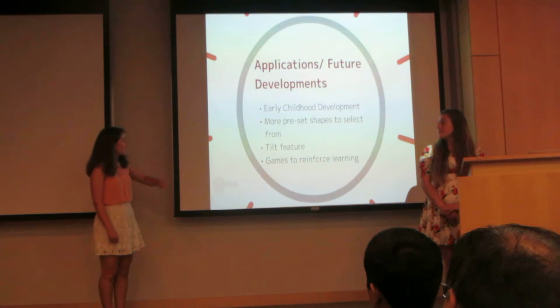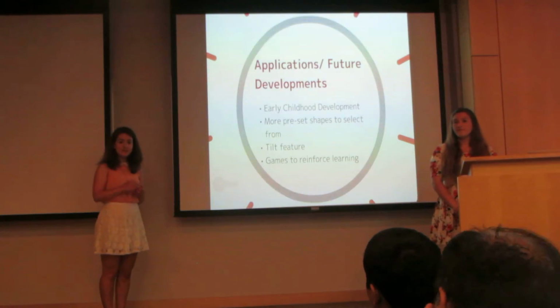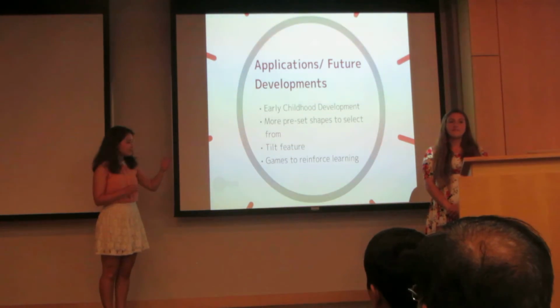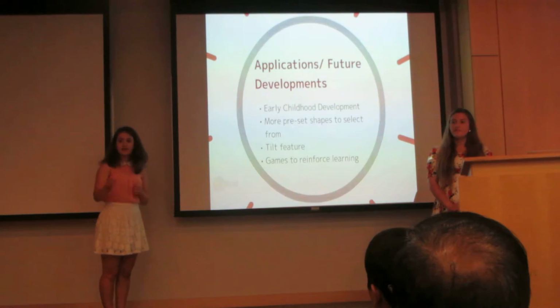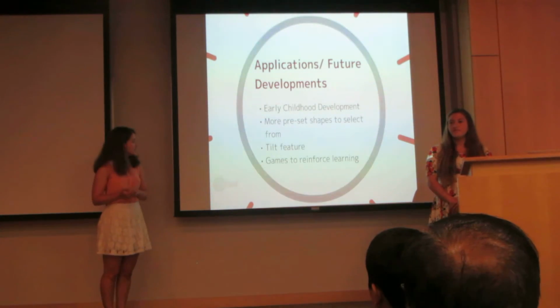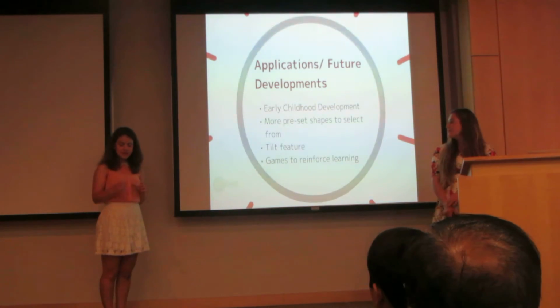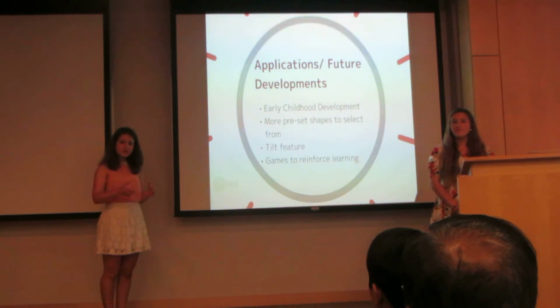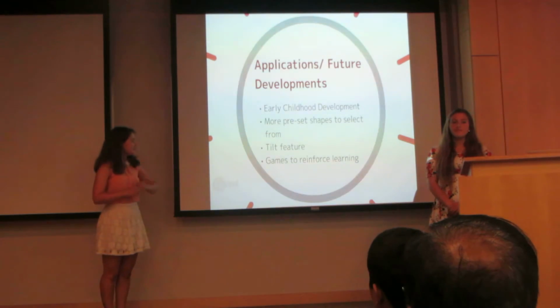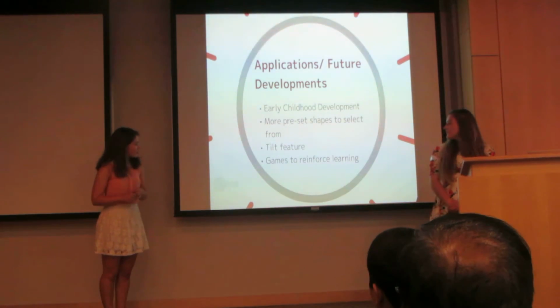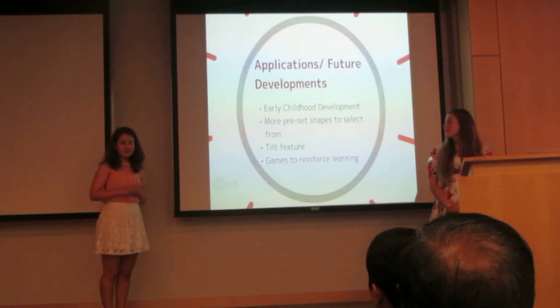And so some future developments for our app, we would like to include more shapes in the preset part, and we would like to have a beginning level, intermediate, and advanced. We would also like to incorporate a tilt feature where we would implement an orientation sensor to check whether the phone is tilted forward, backward, left, or right, and we would use that in lieu of the buttons. And also games to reinforce learning and shape recognition.